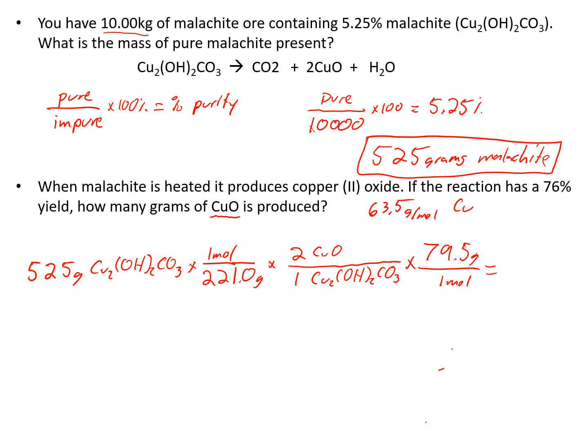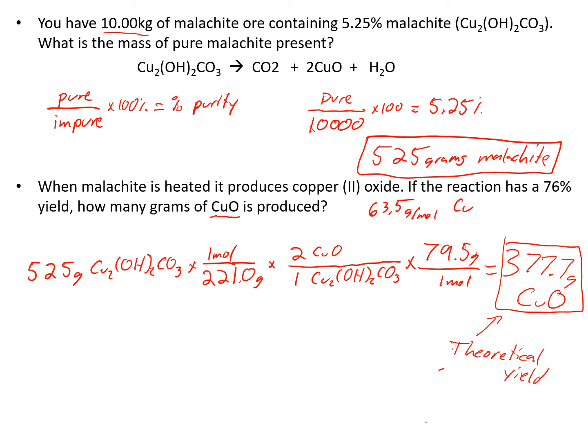So I'm going to do this calculation and go 525 divided by 221 times 2, times 79.5. Okay, and I get 377.7 grams of copper 2 oxide. Okay, now this number that I calculated right here is my theoretical yield. That's what I should get, okay?